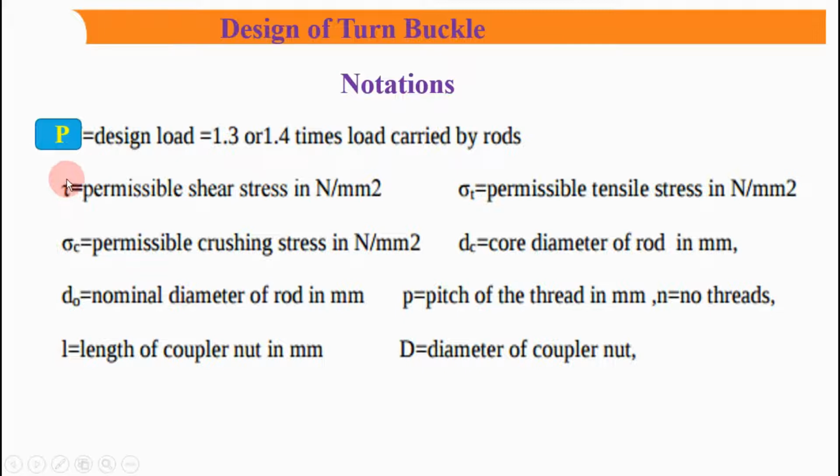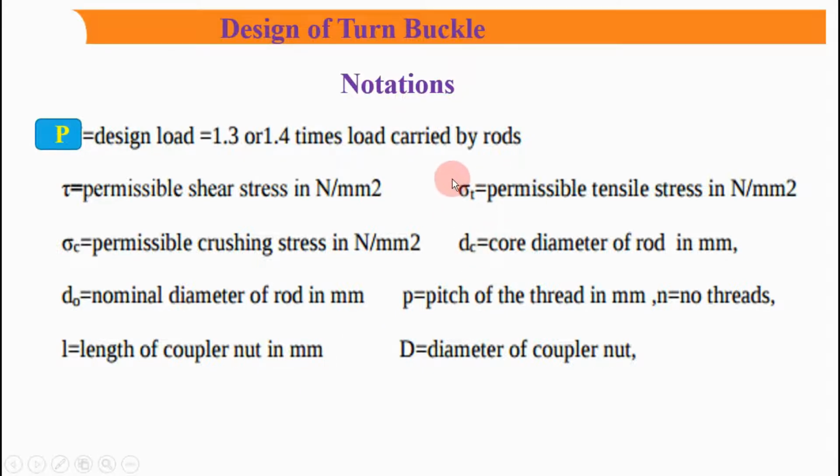Then tau, this symbol is for tau. Tau is the permissible or allowable shear stress in Newton per mm square. The symbol sigma c means permissible crushing stress in Newton per mm square. Then D0 stands for the nominal diameter of the rod in mm. L is the length of the coupler nut in mm. This L we have seen in the diagram, so it stands for the length of the coupler nut in mm.